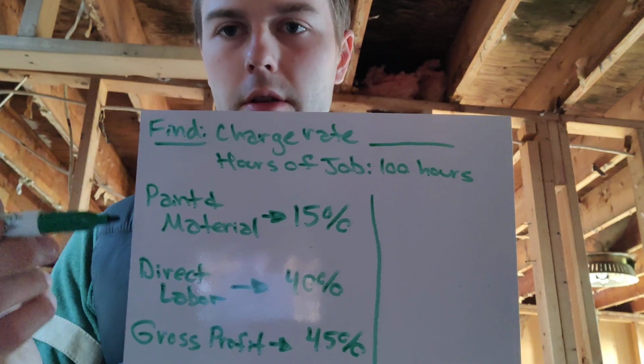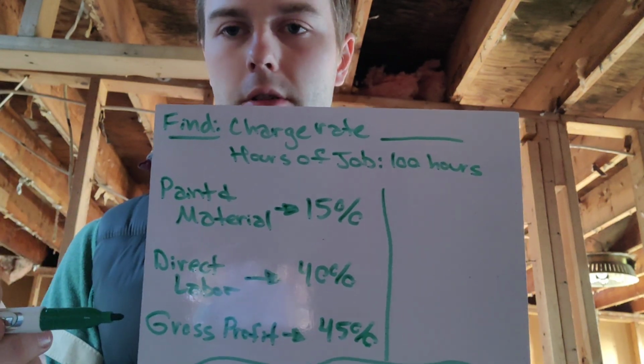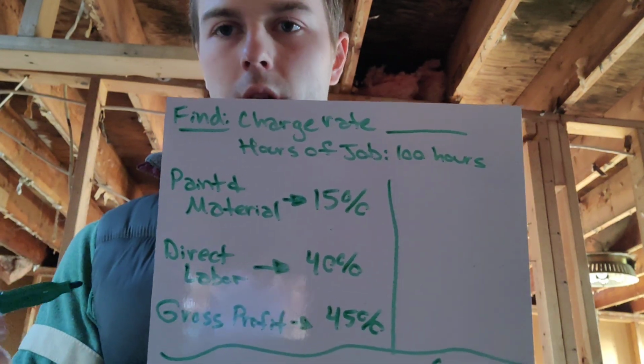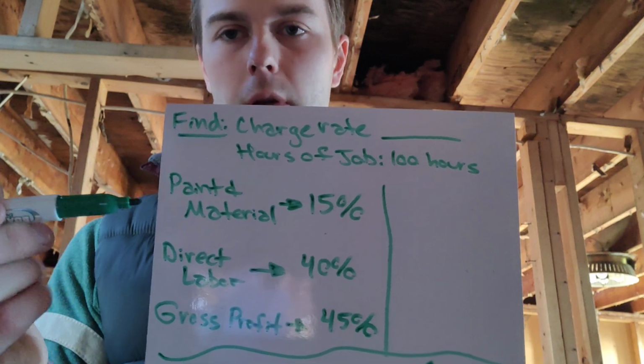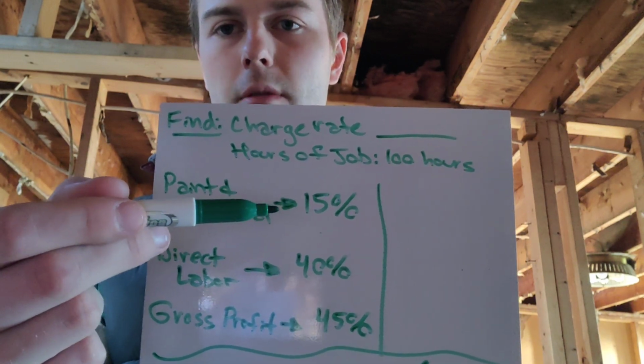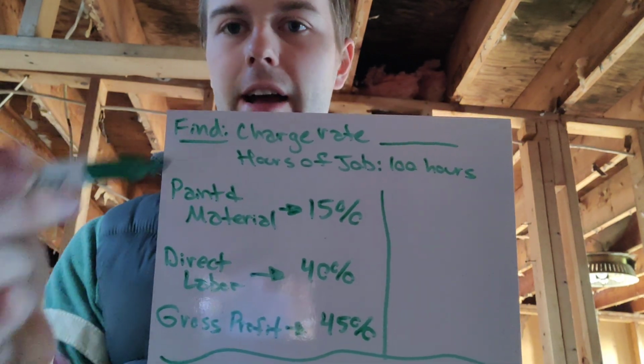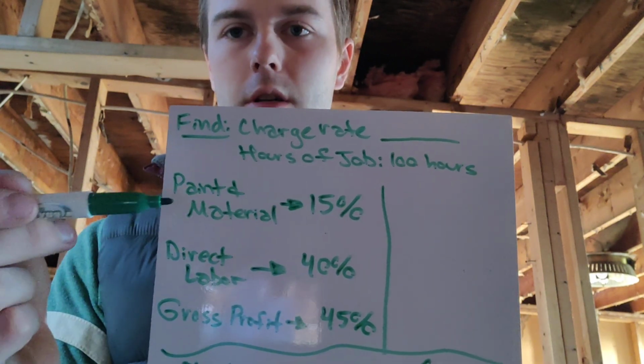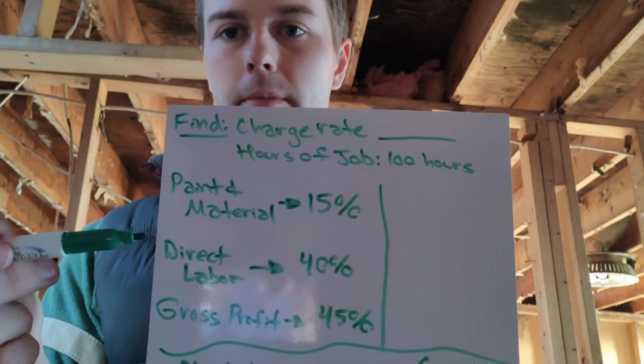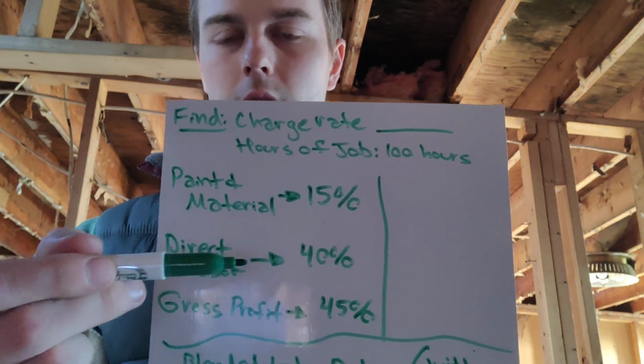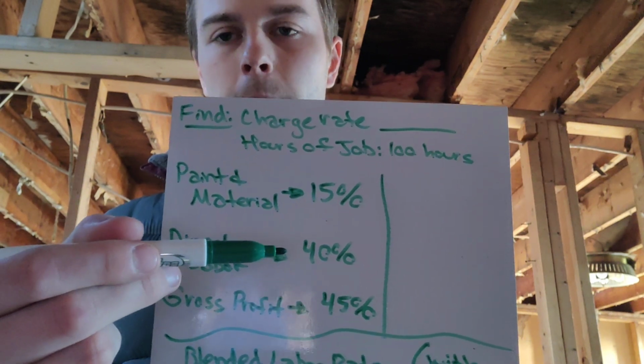Right here, these are the metrics that are standard in our industry for the painting world. For paint material, people can generally keep it close to 15% or lower. Anything higher means you're probably spending a little too much on paint material, or you need to increase your charge rate. Okay, direct labor, I'm going to use 40% for this one.